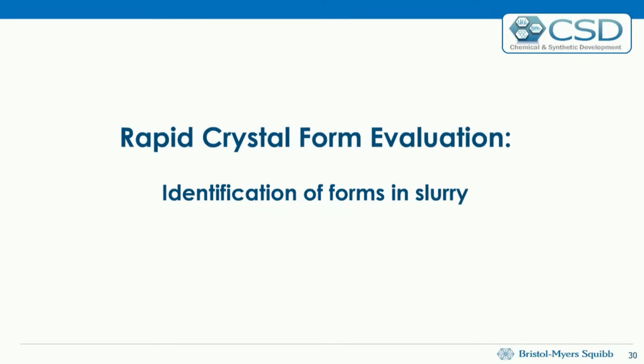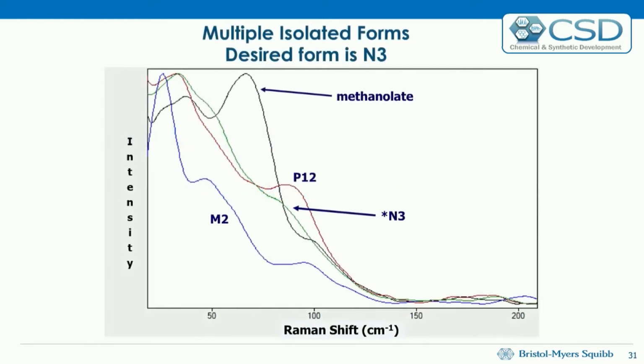Now, I'll finish off here with identifications of crystal forms in a slurry. I've cleaned this up so we've got just specific crystals that were isolated. There was a methanolate form of this API. The desired form is N3. That's the crystallographer; crystallographers always come up with these names for it. We also have P12 and M2. N3 was the desirable form due to its bioavailability, so that was the primary target in this particular case.